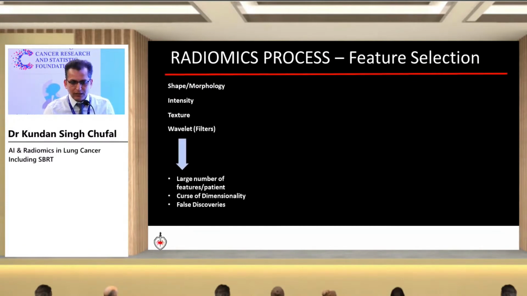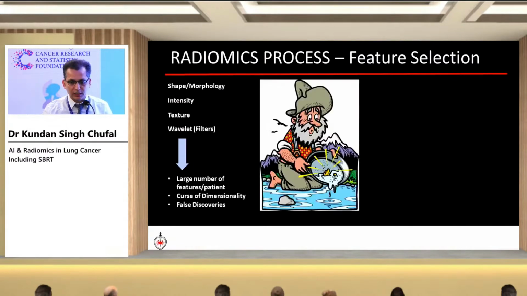Finally, we have all these features, a large number of features. The problem is the curse of dimensionality, because in one particular patient we can get approximately 200 to 300 features, and then we have 100 or 200 patients. So this becomes a curse of dimensionality. You have a wide table, which is very difficult to do a standard statistical analysis on in these patients.